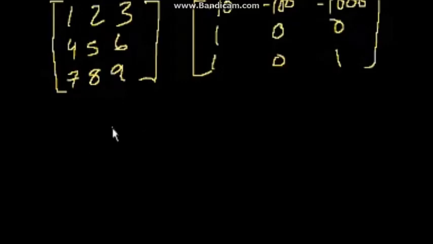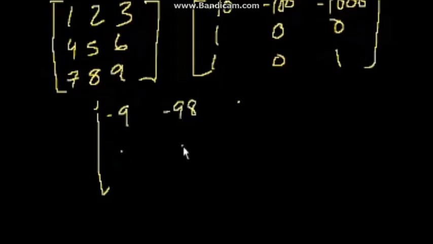So, for example, if you were to add them, the first term up here would be 1 plus -10, so it would be -9. 2 plus -100, -98. I think you get the point. You would have exactly 9 elements, and you would have 3 rows and 3 columns.